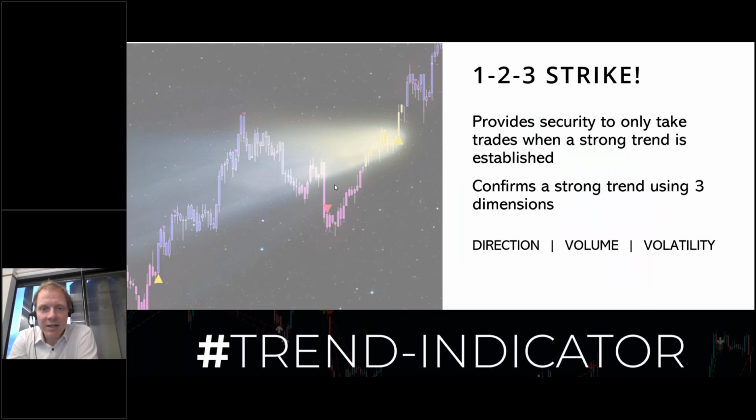1 to 3 strike is our trend indicator. And it only issues a signal when there is clear evidence that we are in an established trend. And 1 to 3 strike does this by looking at directionality. So price must move either up or down. We need to have volume confirmation and volatility confirmation. And if all 3 factors come together, a signal is issued.